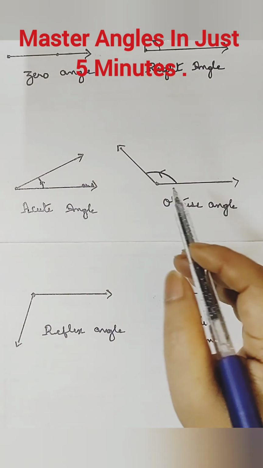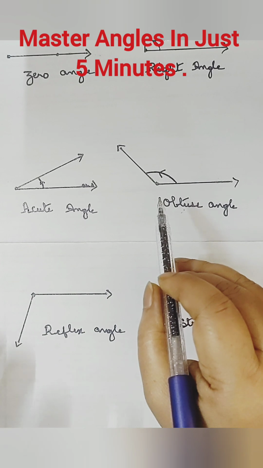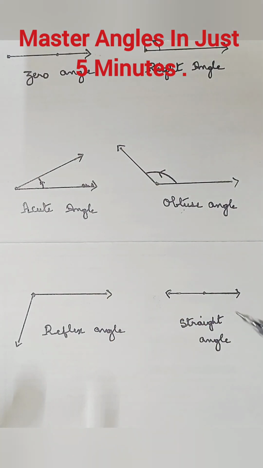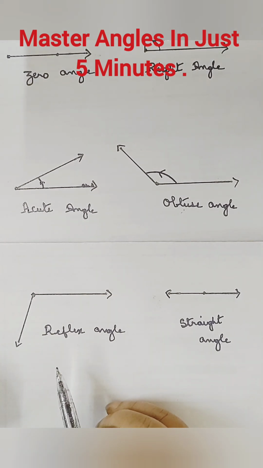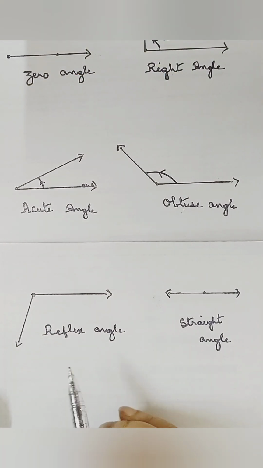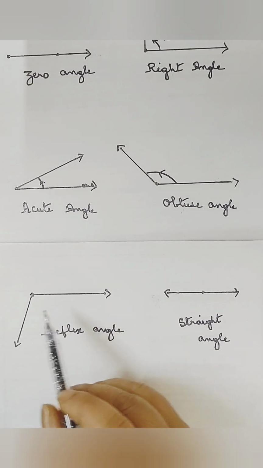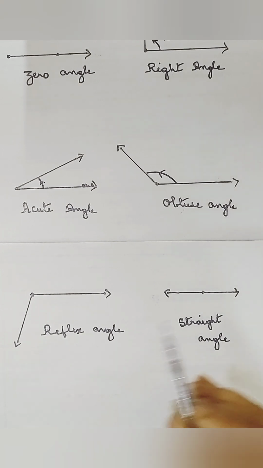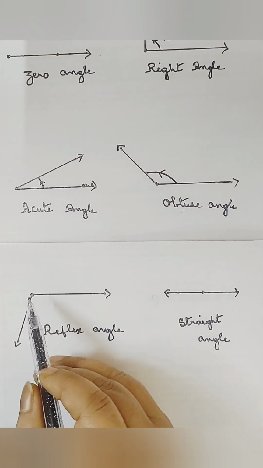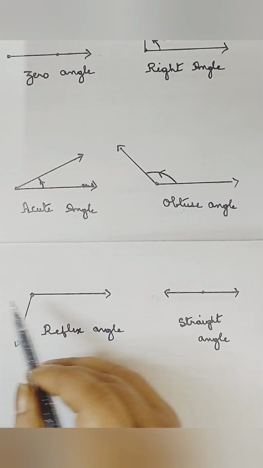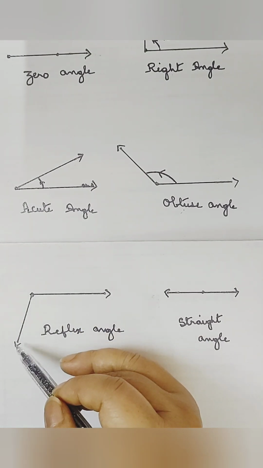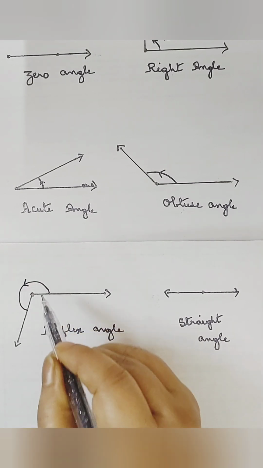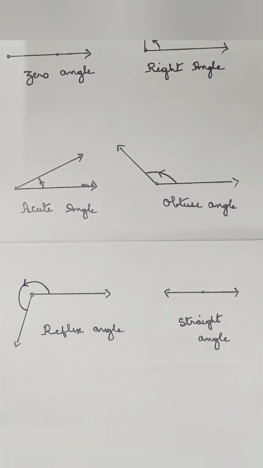In this obtuse angle, as I said, it is more than 90 degrees, but it must be less than 180 degrees. Now what is 180 degrees? I will discuss in the next step. Next comes the reflex angle. You can see the reflex angle is more than 180 degrees. 180 degrees is actually a straight line or a straight angle. So any angle that is more than 180 is called a reflex angle. You have to count it in this way. Okay, it is called the reflex angle.